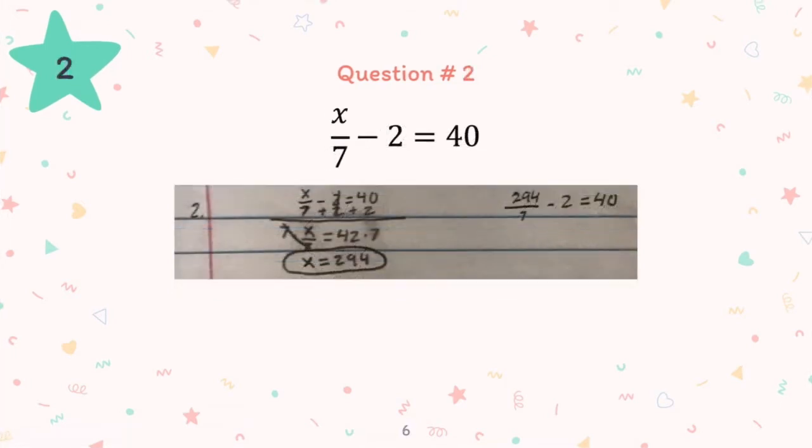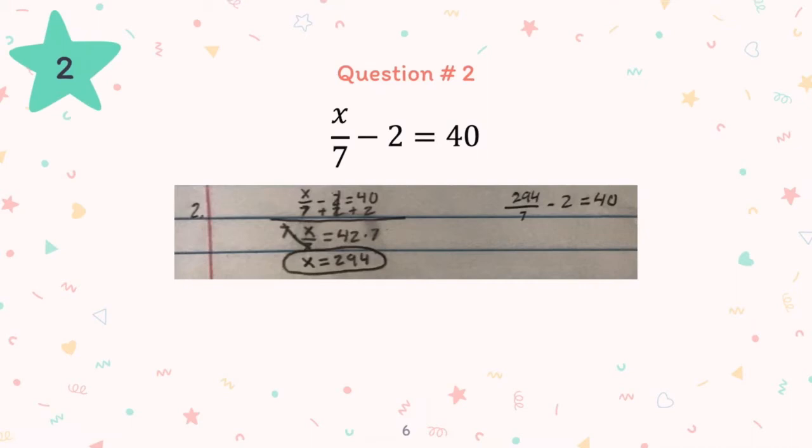This one, the equation is x over 7 minus 2 equals 40. I did the inverse operation as well. I did the opposite of minus 2, which is plus 2. So the two symbols cancel each other out, and now I'm just left with x over 7 equals 40. What I do on the one side, I do on the other side. So I do 40 plus 2, which is 42. So now I know x over 7 equals 42.